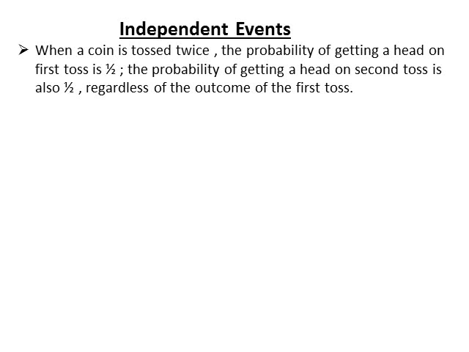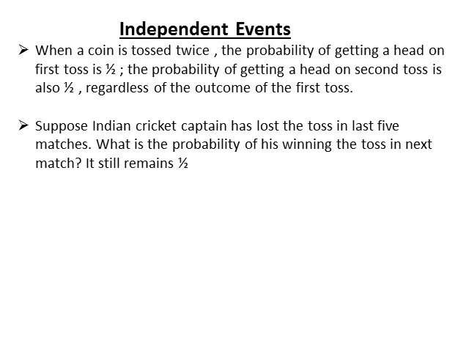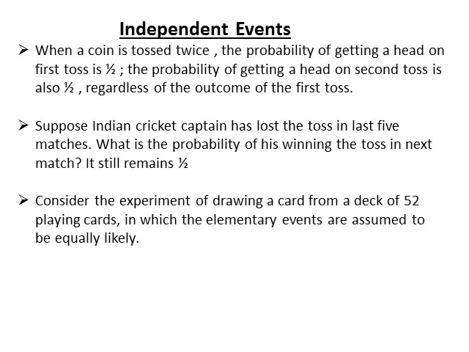Students, when a coin is tossed twice, the probability of getting a head on the first toss is 1 by 2. The probability of getting a head on the second toss is also 1 by 2 regardless of the outcome of the first toss. Suppose the Indian cricket captain has lost the toss in the last 5 matches. What is the probability of his winning the toss in the next match? It still remains 1 by 2. Such events are called independent events.